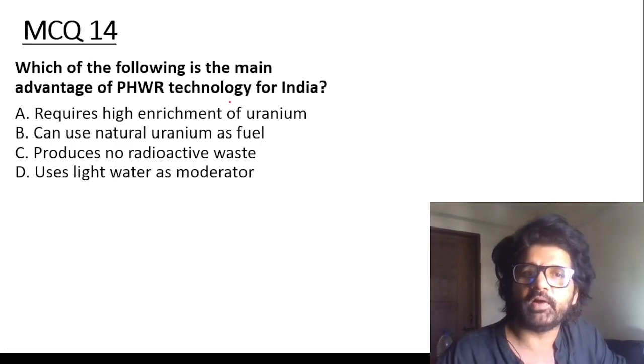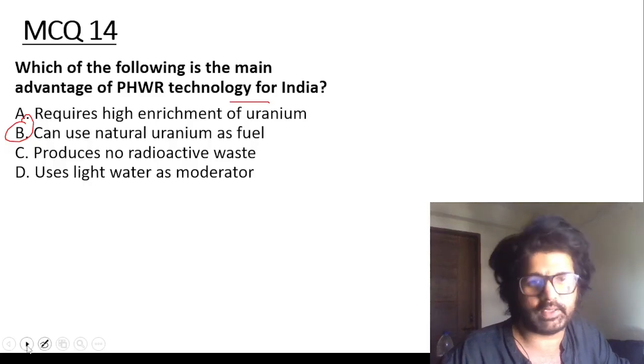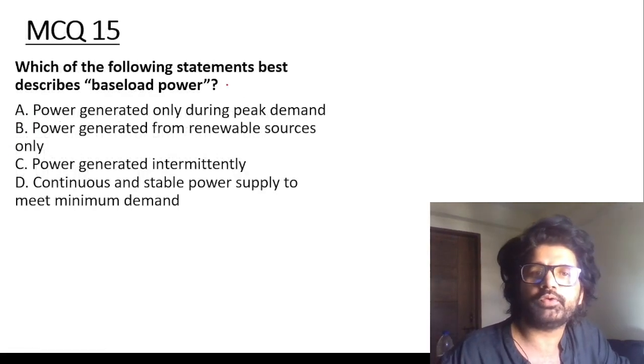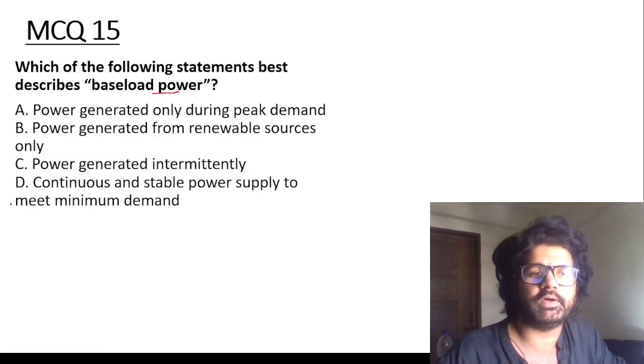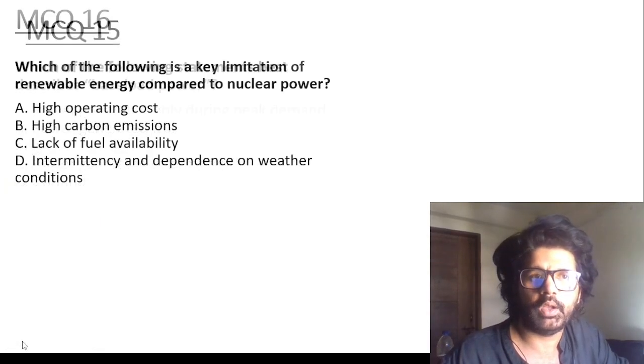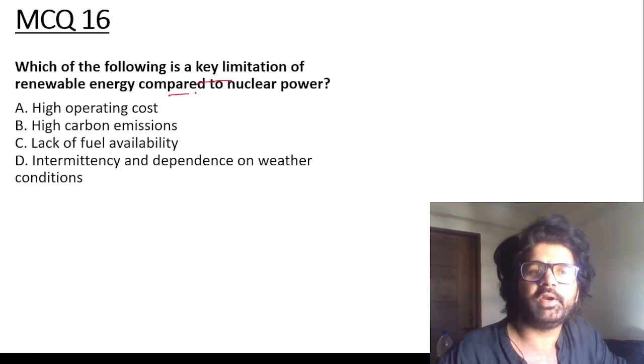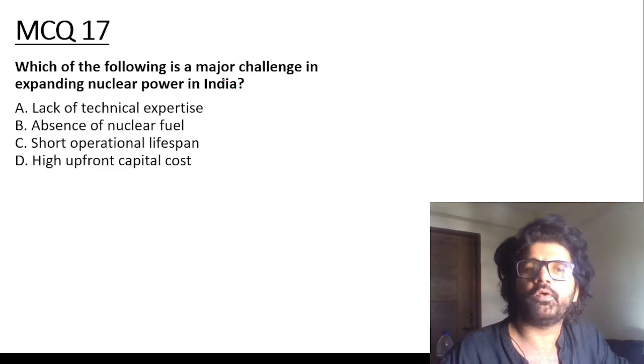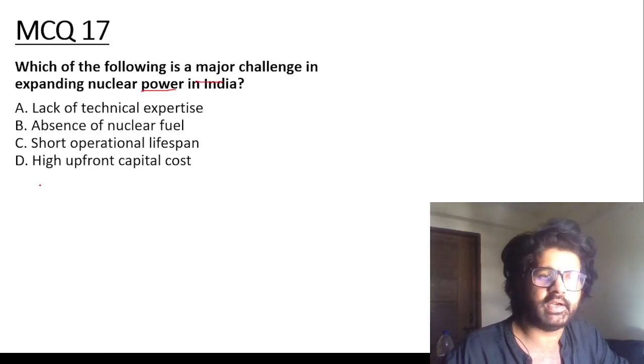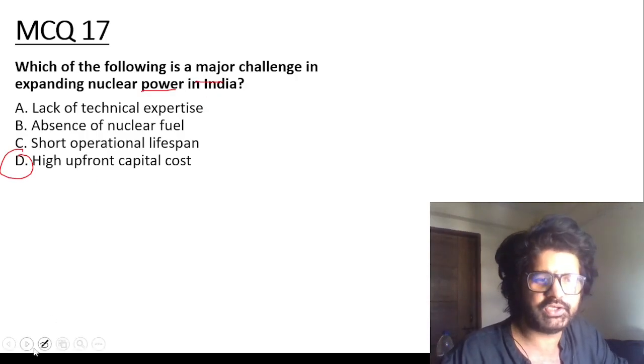Which of the following is the main advantage of PHWR technology for India? Can use natural uranium as fuel. MCQ 5, which of the following best explains base load power? Continuous and stable power supply to meet minimum demand. MCQ 16, which of the following is the key limitation of renewable energy compared to nuclear power? Intermittency and dependence on weather conditions. Which of the following is a major challenge in expanding nuclear power in India? High upfront capital cost.